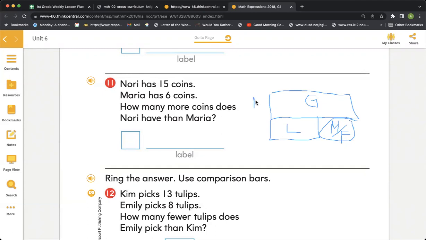All right, this is classic. Nori's got the greater number, Maria's got the lesser number. You need to figure out the more or fewer number. Go ahead, pause to solve. Write the number, how many more coins Nori has than Maria, right here. And your label that you'll put here is coins. And then for the one above, if you didn't do it, cats was your label. Go ahead, pause to solve if you need more time.